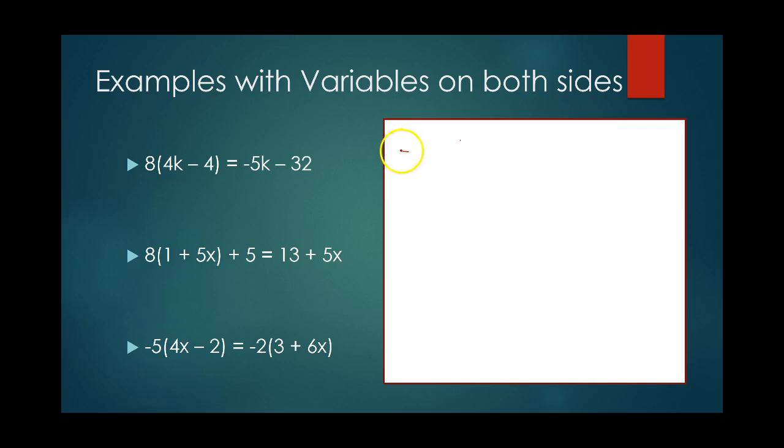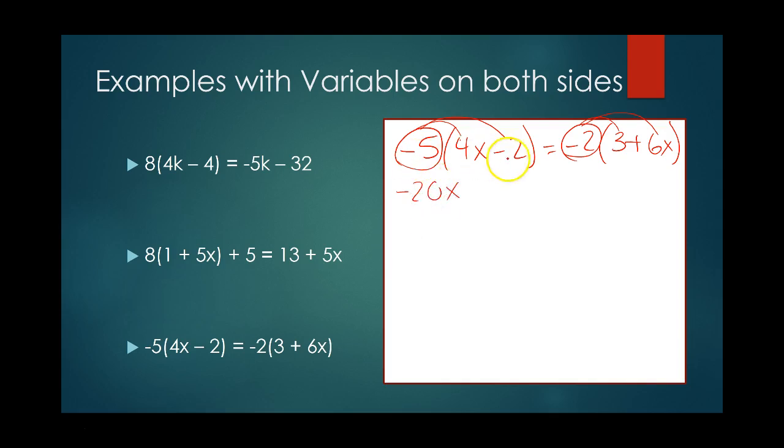Okay, all right, so this one is our first one that has some work to do on both sides. So let's distribute here, but then notice I can also distribute on my right. So we can go ahead and just take care of all of that as we move forward in this first step. So negative 5 times 4x is negative 20x. Negative 5 times negative 2 is a positive 10. So watch those negatives again. Negative 2 times 3 is negative 6. Negative 2 times a positive 6 is negative 12.